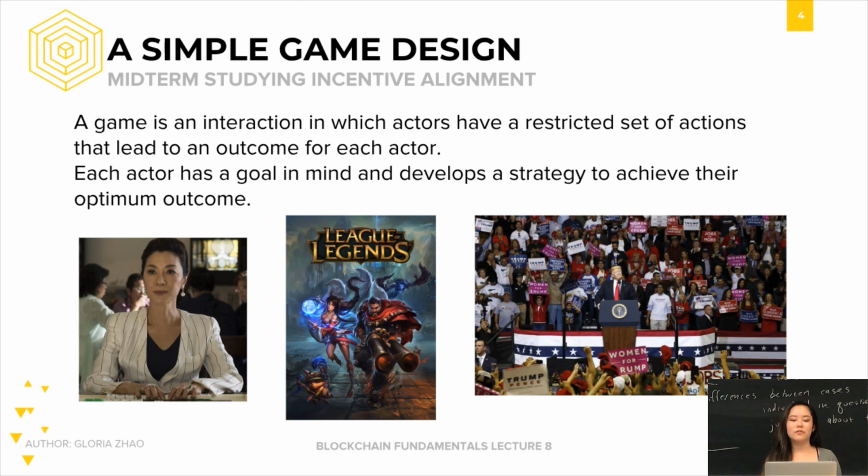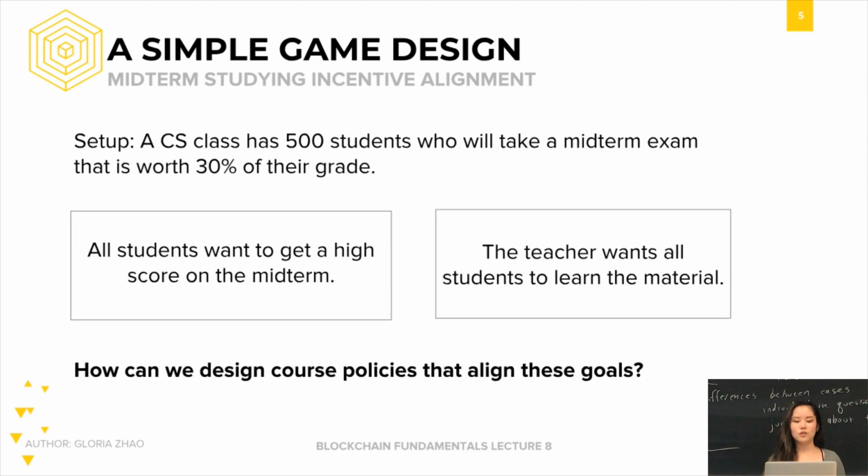So some examples of games, very classic examples are like chess and mahjong and other board games. League of Legends is also obviously a game, and you can also apply game theory to that. But you can also apply game theory to broader things like wars and elections, and any interaction in which you have a limited set of actions that lead to an outcome, and you can come up with a strategy for it. All right, so I have a game design in mind.